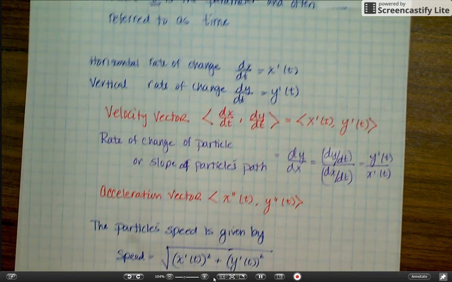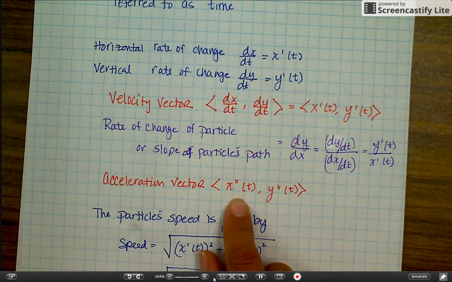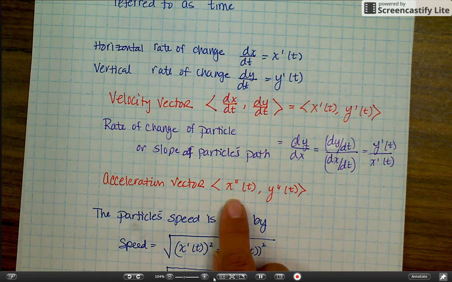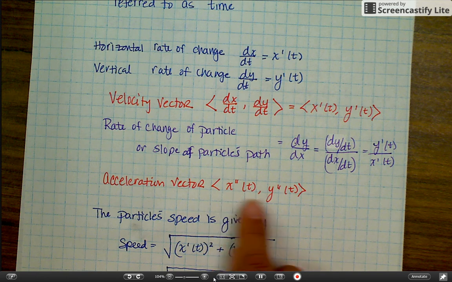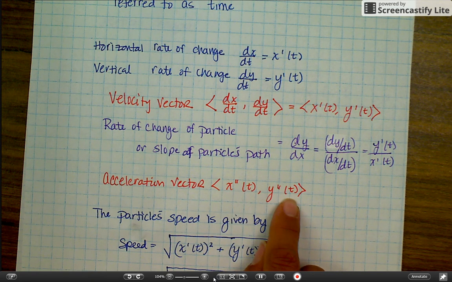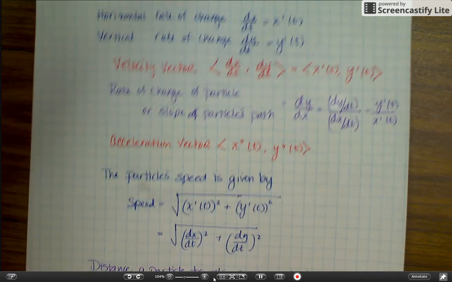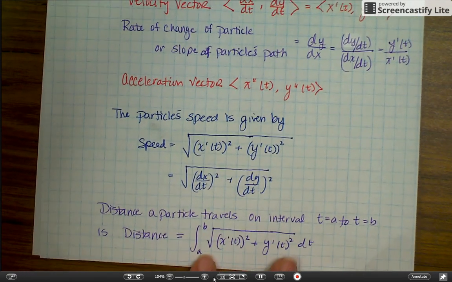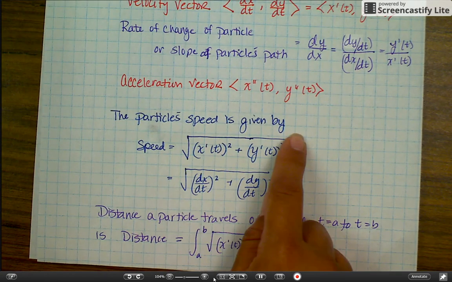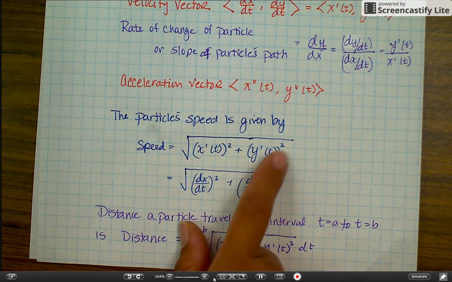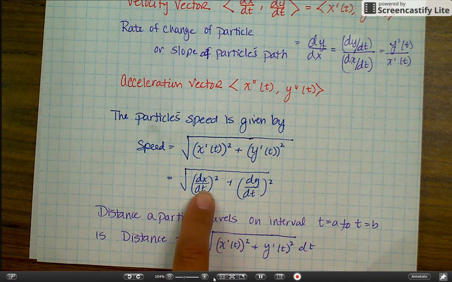Okay? The acceleration vector is the second derivative. Just like acceleration is the second derivative, acceleration vector would be the second derivative of each one of these functions. Right? And then particle speed, this is another formula that you need. The particle speed is given by the square root of the first derivative, x prime of t squared, plus y prime of t squared, which can also be written this way. And then you would just evaluate it at whatever t you want.